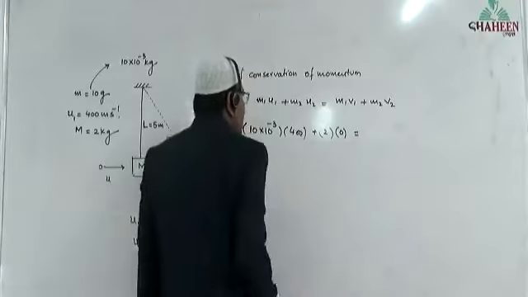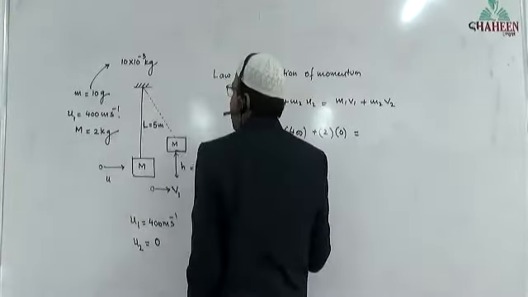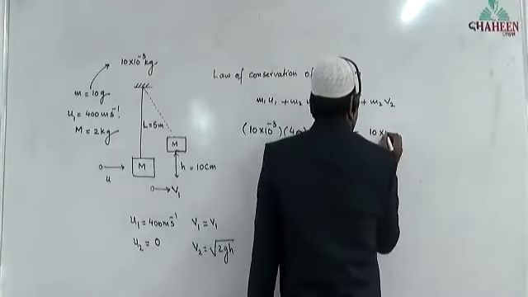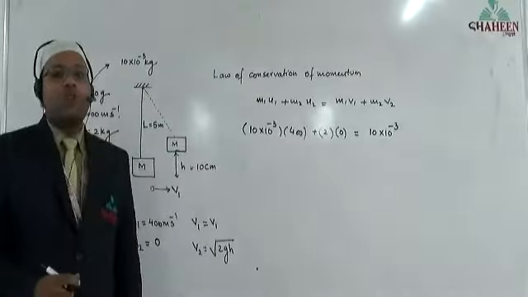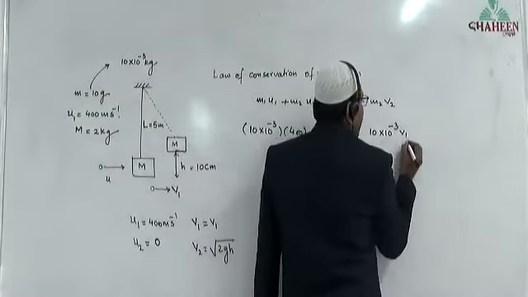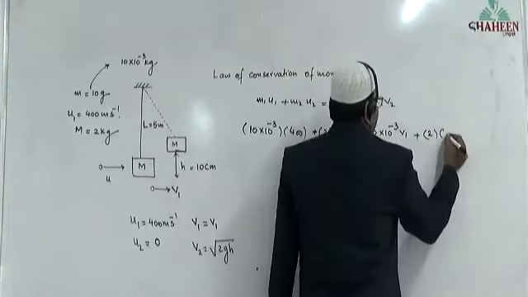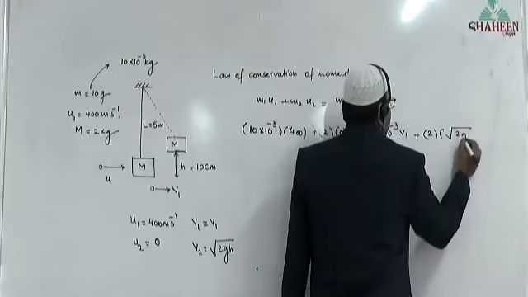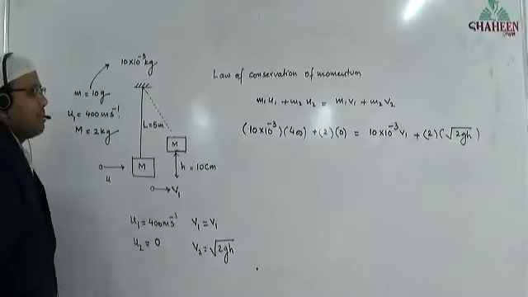Now what is M1 again? It is the same thing, that is the bullet, 10 into 10 to the power of minus 3. What is V1? That V1 only we need to calculate. Plus what is M2? It is 2. What is V2? It is under root of 2gh. Now let us simplify this.